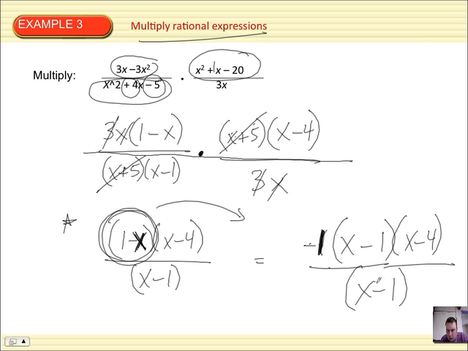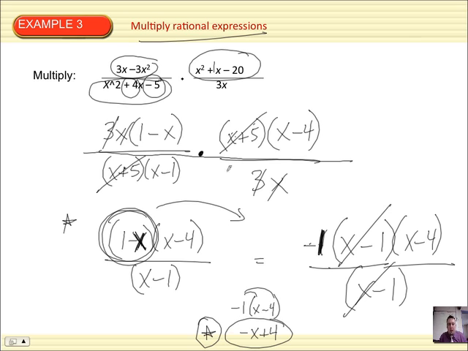Look what happened. I got x minus 1 divided by x minus 1. Cross them out. Look what you're left with: negative 1 times x minus 4. And since we're at the end, you can just multiply those together. Negative x plus 4, or 4 minus x, either one. Okay, final answer is here.